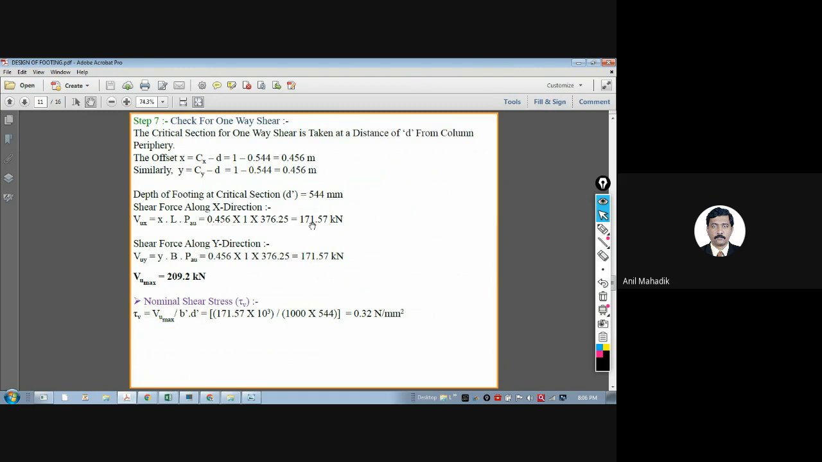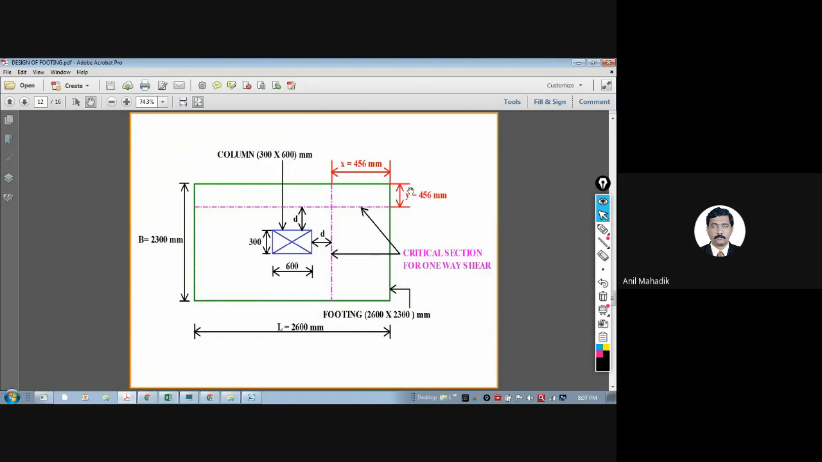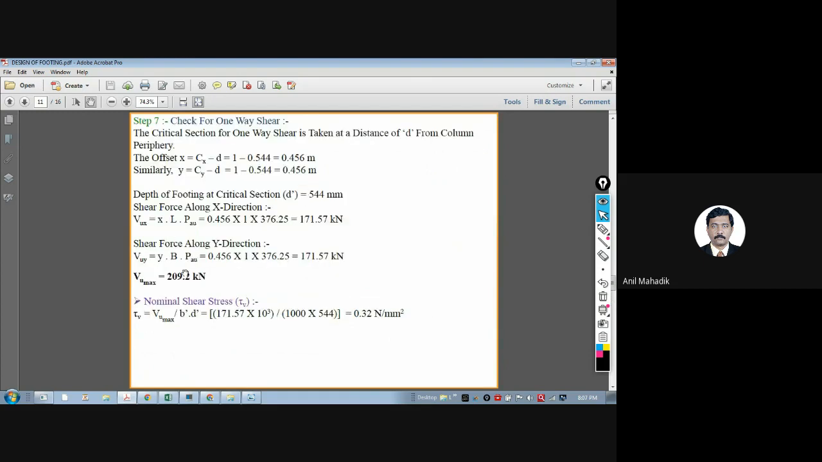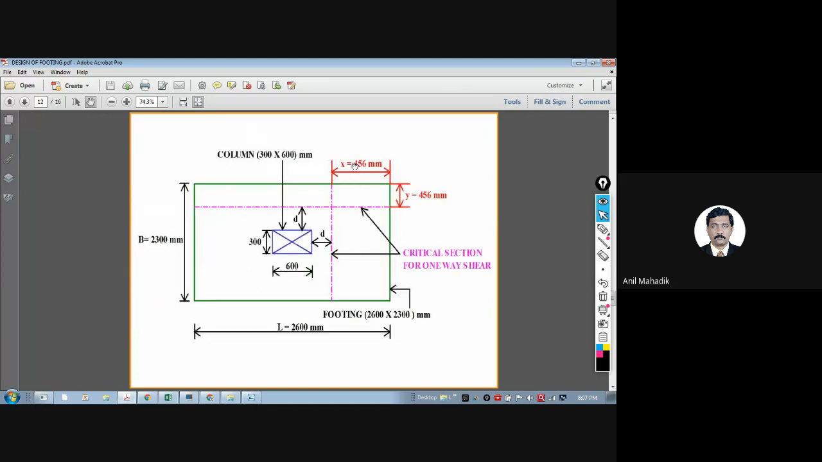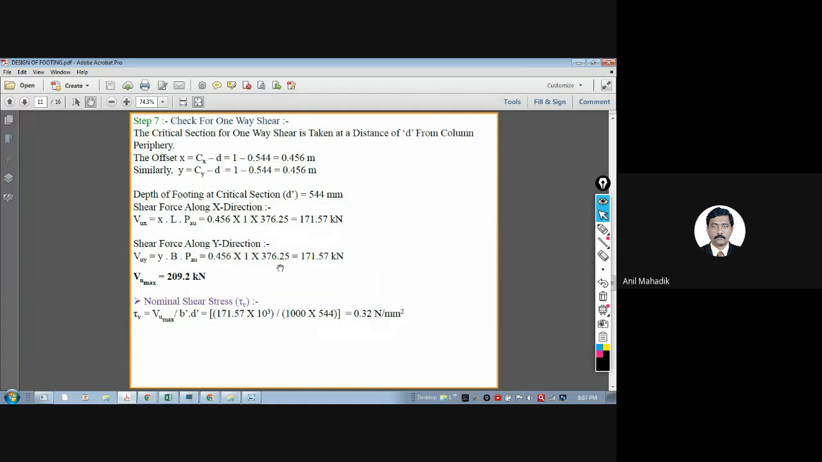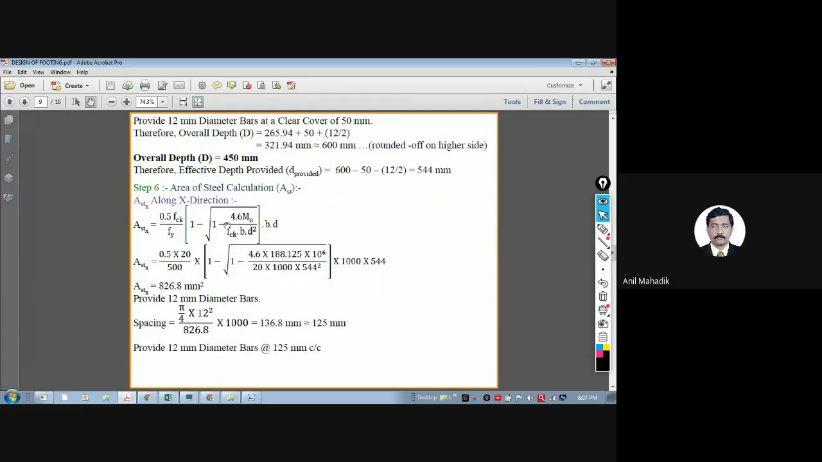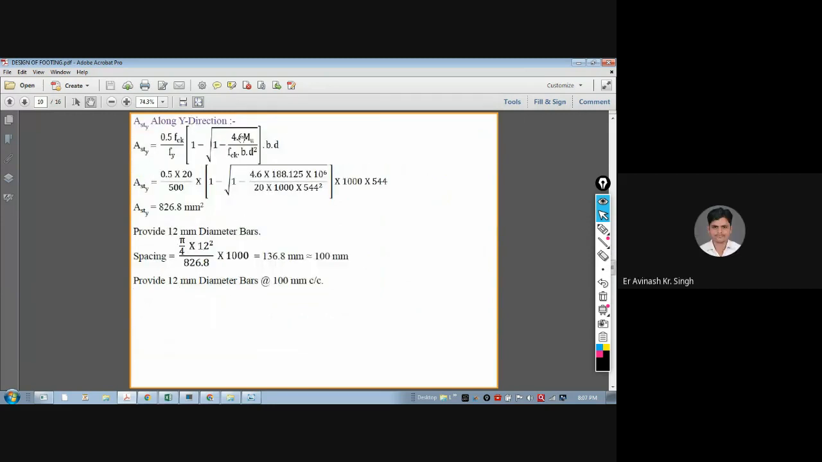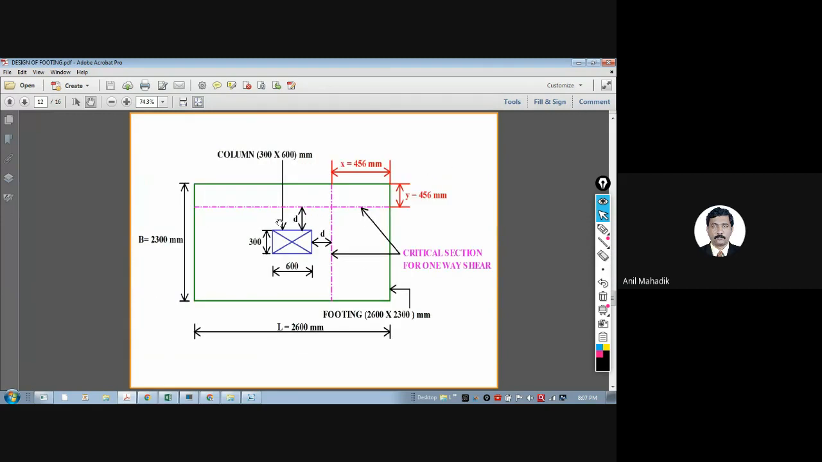So the shear force Vux in X direction is 171, and in Y direction you have to take Y into B into Pu. In our case it is the same, because this is same, this is same. So shear force will be same. Vux is 171, Vuy is also 171. If you have X values and Y values different, then this will also be different. Keep in mind, the moments will also be different, the Mux and Muy will also come different in that case.